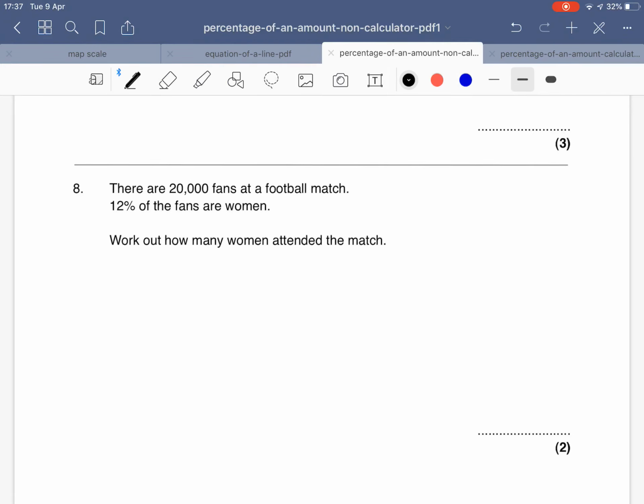There are 20,000 fans at a football match. 12% of the fans are women. Work out how many women attended the match. It's very sexist. I'm sure more than 12% of women go to football matches.